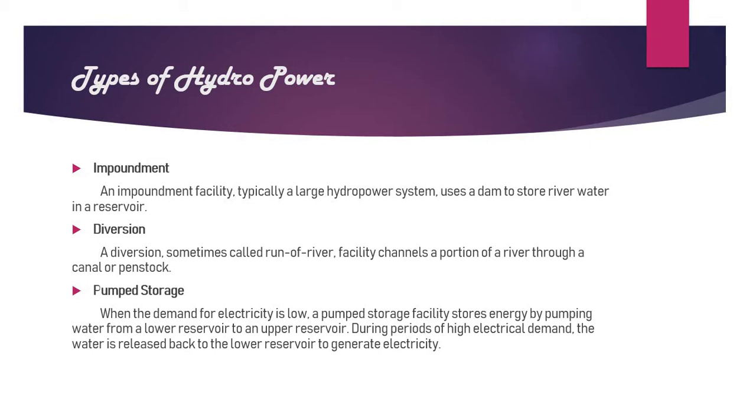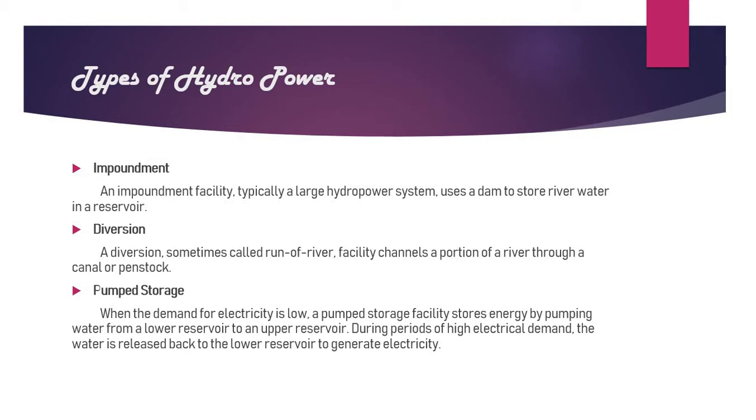So an impoundment facility, typically a large hydropower system, uses a dam to store river water in a reservoir. The water may be released either to meet changing electricity needs or to maintain a constant reservoir level.